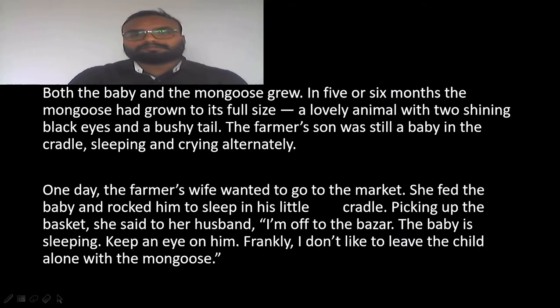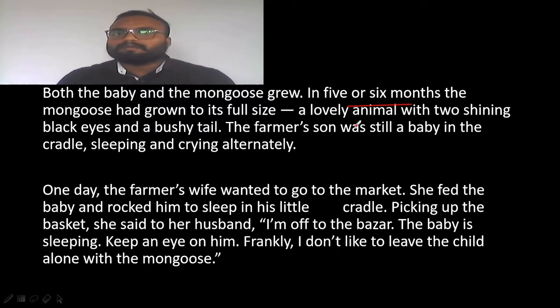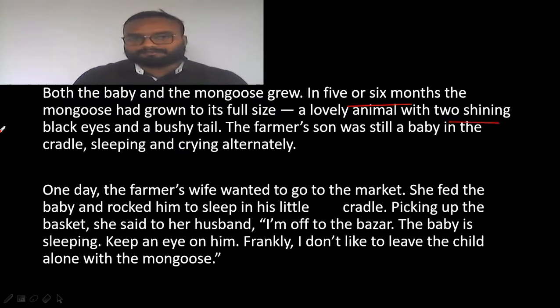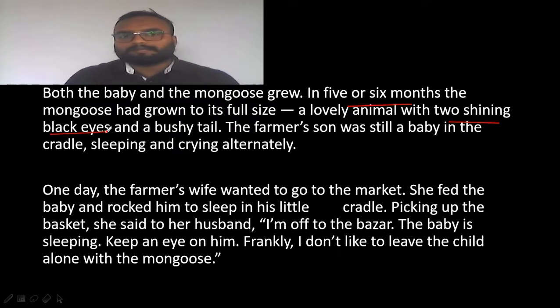Both the baby and mongoose grew. In 5 or 6 months, the mongoose had grown to its full size, the lovely animal with 2 shining black eyes and a bushy tail. The farmer's son was still a baby in the cradle, sleeping and crying alternately.